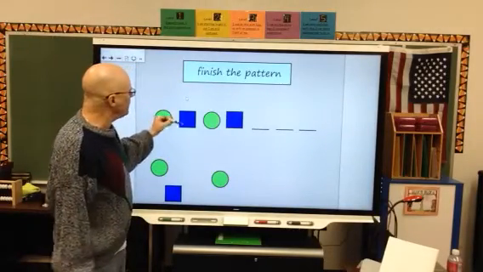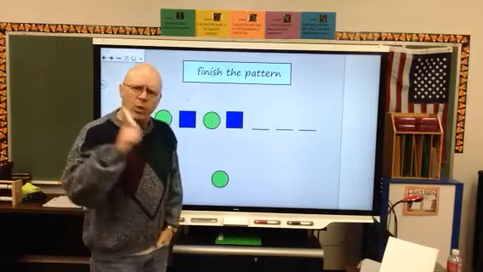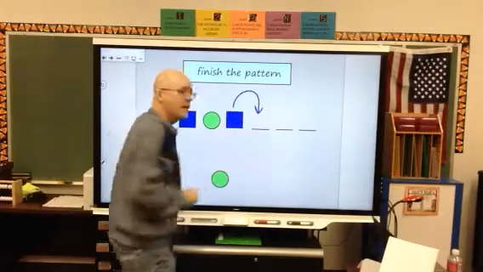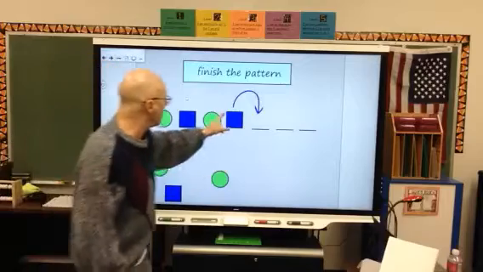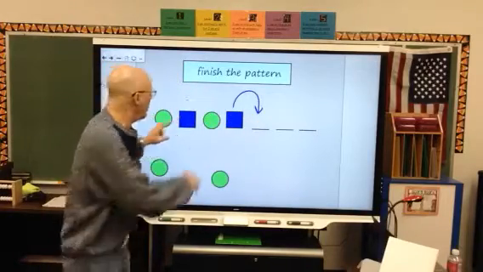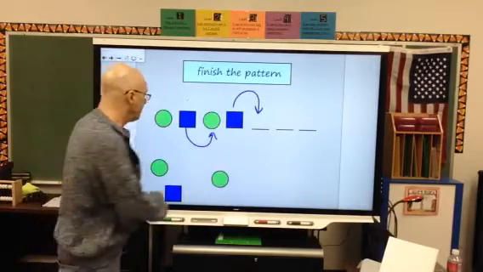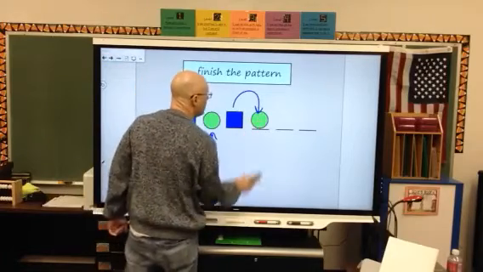Green circle, blue square. Green circle, blue square. We have to ask ourselves, what comes right after blue square? Now, if I'm not sure, I can go back in the pattern to check. Let's see, I got a blue square. I need to know what comes next. Here's a blue square. What came next? Green circle. Green circle did. Easy enough, right? So I bring up green circle.